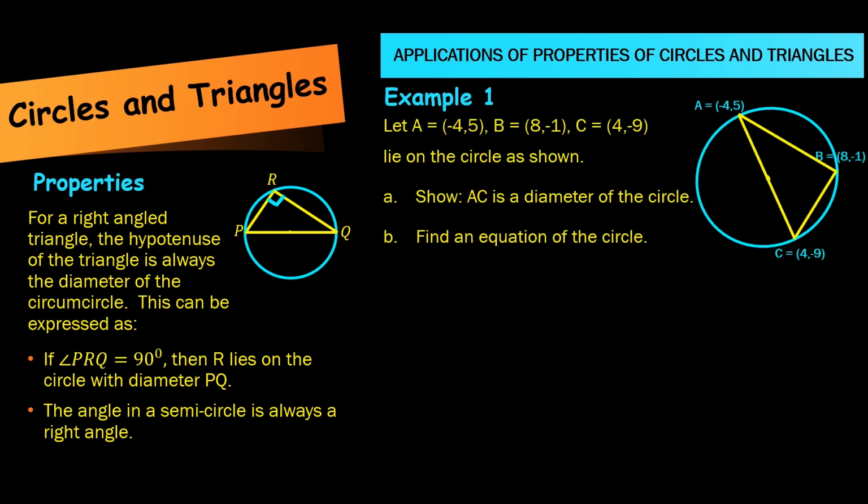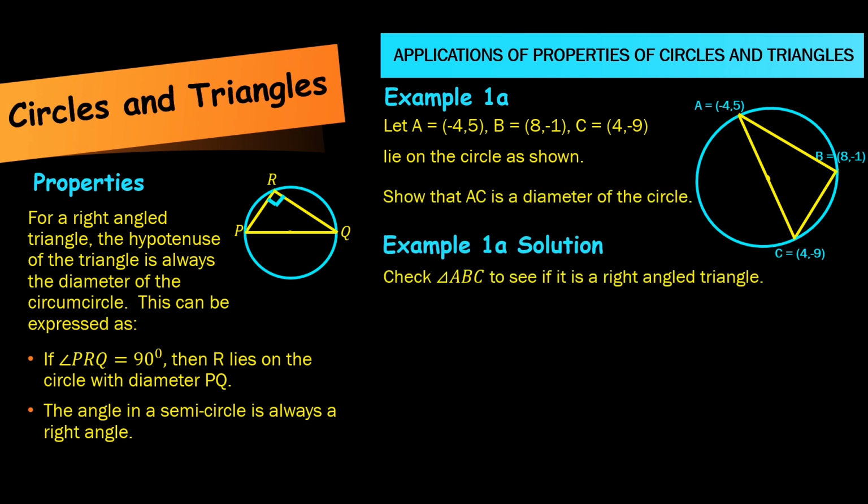Let's now have a look at an example. Pause the video and have a go. Press play when you're ready to view the solutions. We will now solve example 1a first. Let A equal (-4, 5), B equal (8, -1), and C equal (4, -9), and let these points lie on the circle as shown in the diagram. Show that AC is a diameter of the circle.